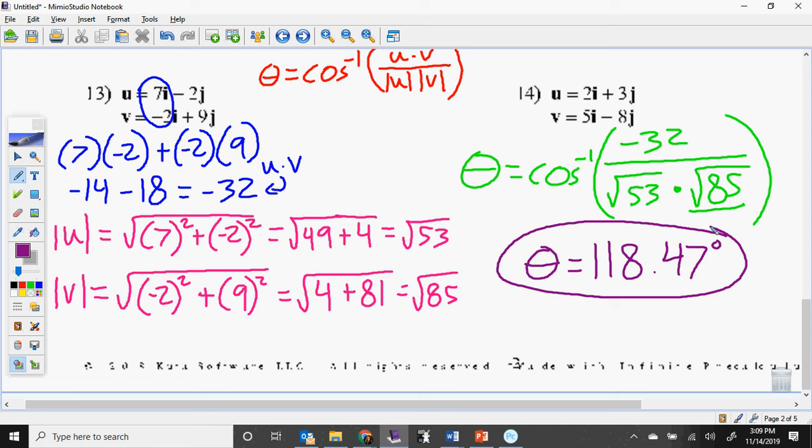Alright, you can go ahead and try number 14, 15, and 16. They're all the same way. And then I'm going to skip to the last section that starts with problem number 17.